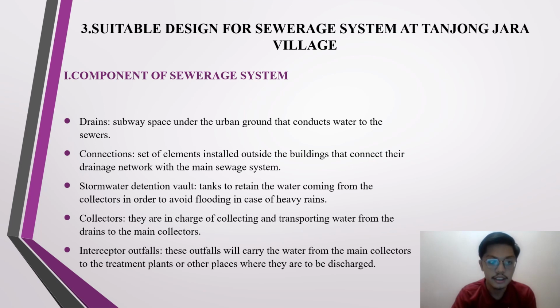Next is suitable design for sewerage system at Tanjung Jara village. 1. Components of sewerage system. Firstly is drains, subway space under the urban ground that conducts water to the sewers. Second, connections, set of elements installed outside the buildings that connect their drainage network with the main sewage system. Third is stormwater detention tanks to retain the water coming from the collectors in order to avoid flooding in case of heavy rains. Fourth is collectors. They are in charge of collecting and transporting water from the drains to the main collectors. Lastly is interceptor outfalls. These outfalls will carry the water from the main collector to the treatment plants or other place where they are to be discharged.